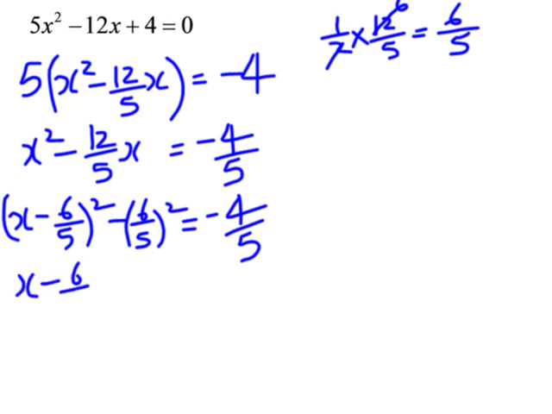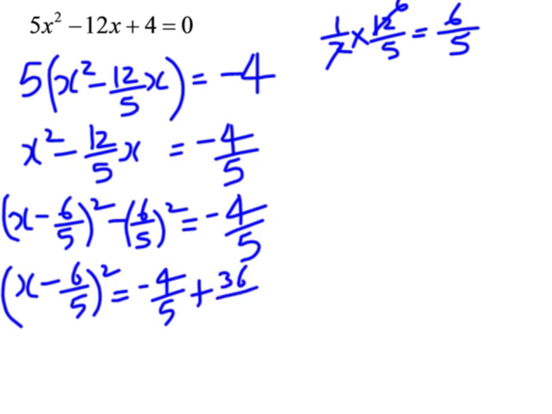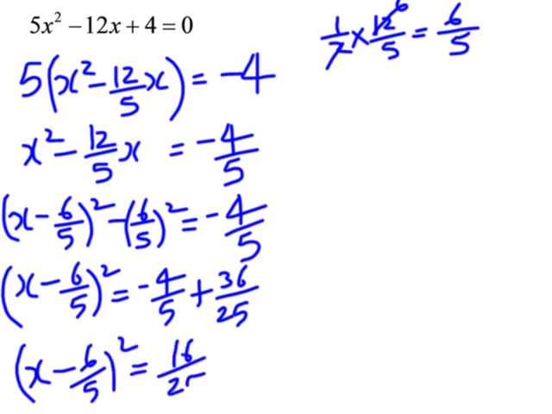Let's get x minus 6 on 5 squared is equal to minus 4 on 5. Now we have a plus, moving it across, 36 on 25. Now minus 4 on 5 is actually, 4 5s are 20, so it's minus 20 on 25, and this would end up getting x minus 6 on 5 squared is equal to what? That's 16 on 25.